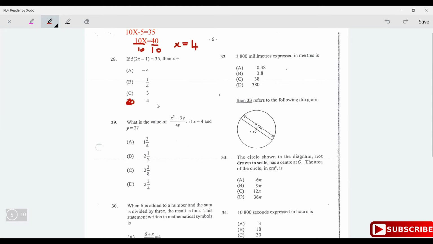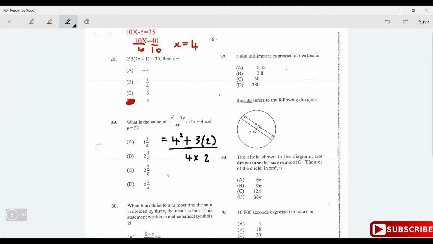Easy question. It says, what is the value of (x squared plus 3y) over xy if x equals 4 and y equals 2? If you substitute x as 4, you get 4 squared plus 3 times 2, divided by xy, which means x times y, which is 4 times 2. This is what we're simplifying.